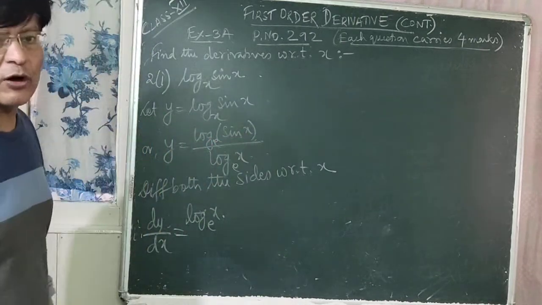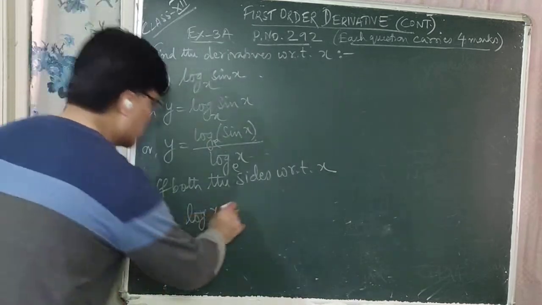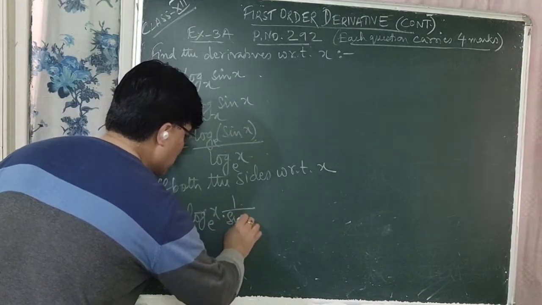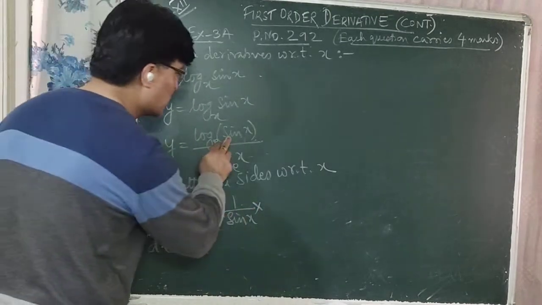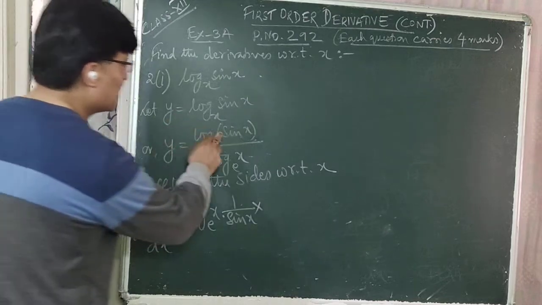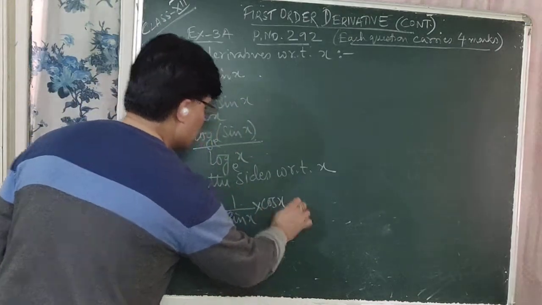It is just like your log x. This sin x is taken as x, so it is log x. What is the differentiation of log x? 1 upon sin x into. Again differentiate the function which is assumed as x. Your sin x, which we assumed as x, what is its differentiation? Cos x. Is that clear?